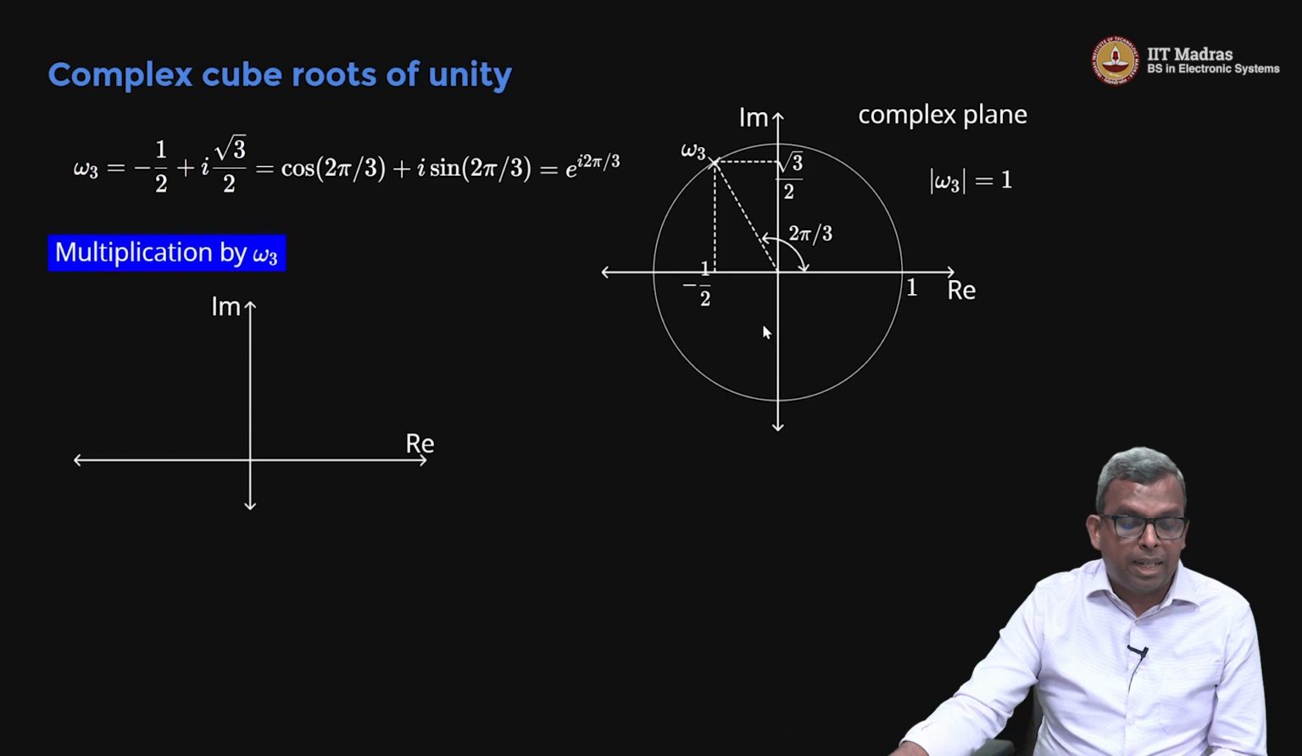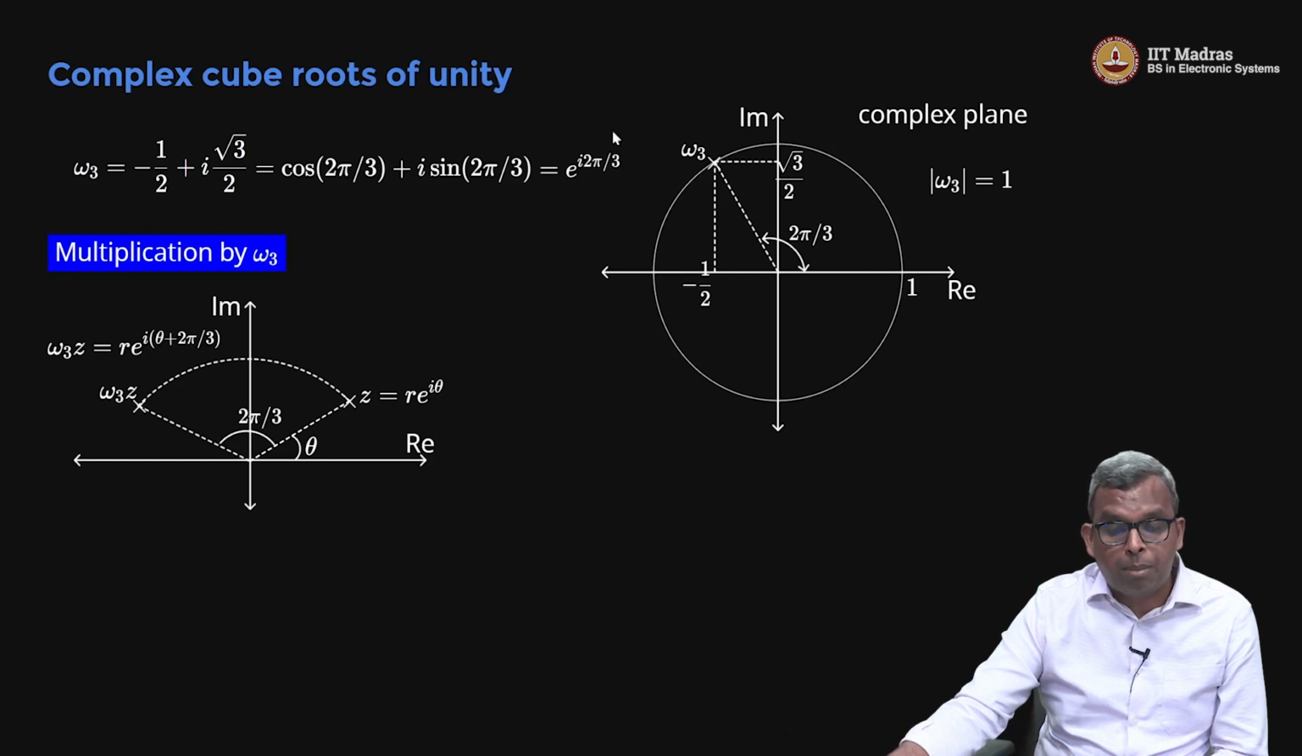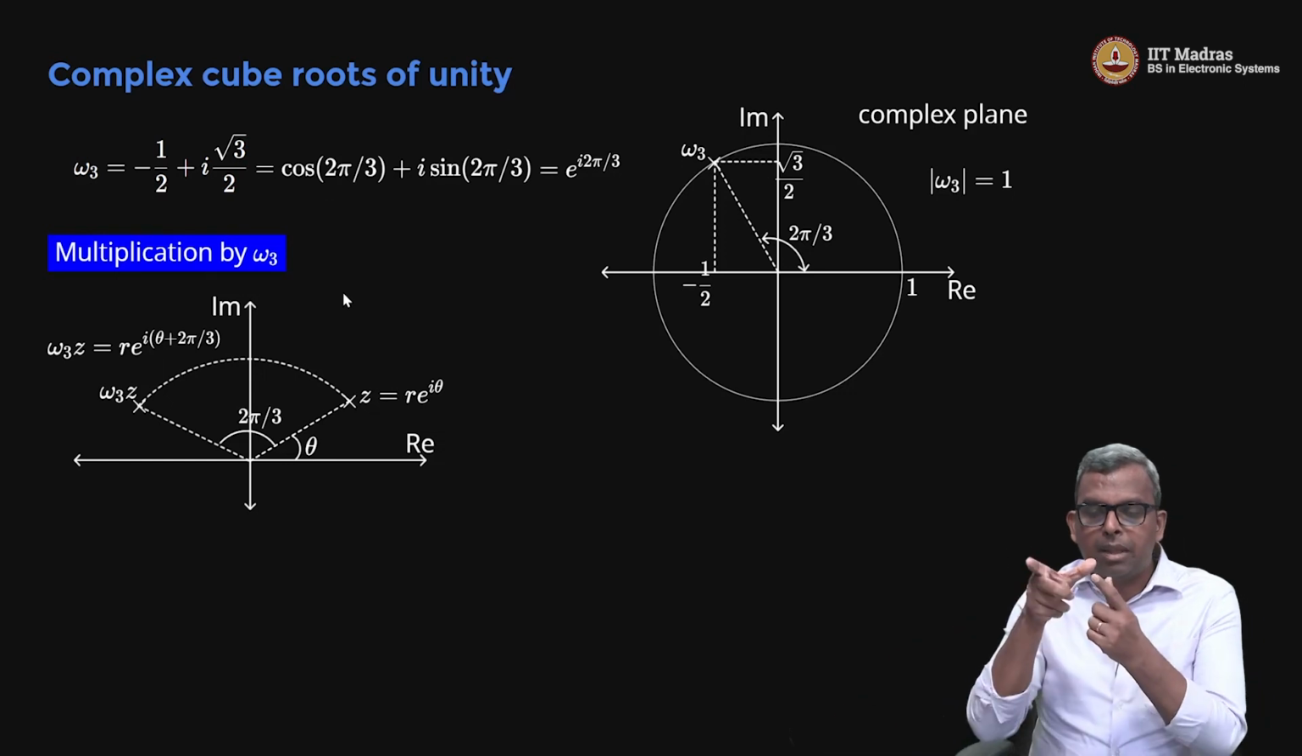The next important thing to look at is multiplication by this omega 3. Supposing you multiply a complex number by omega 3, what exactly happens? Here is an arbitrary complex number z. Maybe the polar representation is r e power i theta, where r is the magnitude and theta is the angle. Now when I multiply this by omega 3, omega 3 z ends up being r times e power i theta plus 2 pi by 3. This is only e power i 2 pi by 3, the magnitude doesn't change, only the angle changes. In fact, the angle rotates anticlockwise by 2 pi by 3 and you get omega 3 times z. So multiplication by omega 3 is nothing but this kind of 2 pi by 3 rotation.